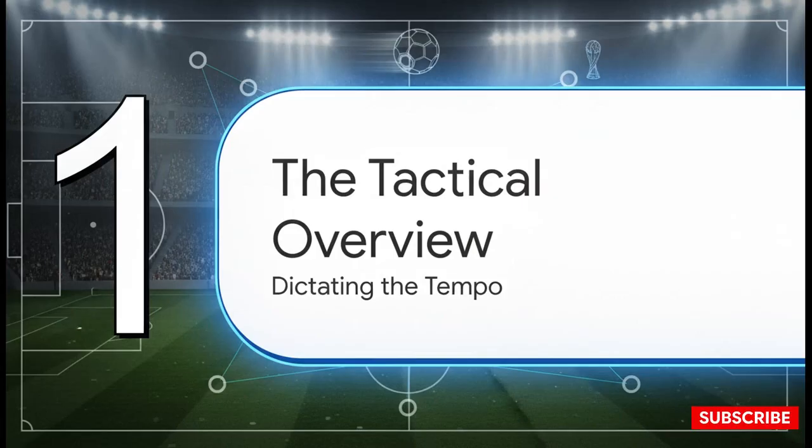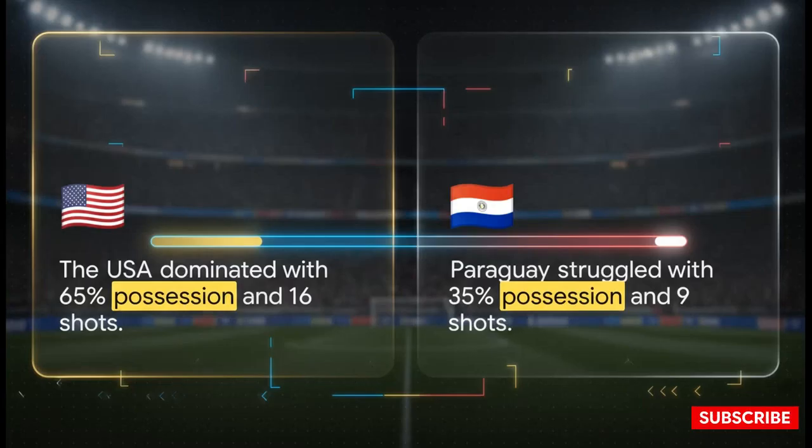All right, let's jump right into part 1, the tactical overview and how the US dictated the tempo. Literally right from the opening whistle, the USA took absolute control. We're talking a massive 65% possession. They completely starved Paraguay of the ball. But look, as we all know, having the ball is one thing, right? Actually knowing what to do with it is a totally different story. The US didn't just hold possession, they outshot Paraguay 16-9, dictating exactly where and how this entire match was played.